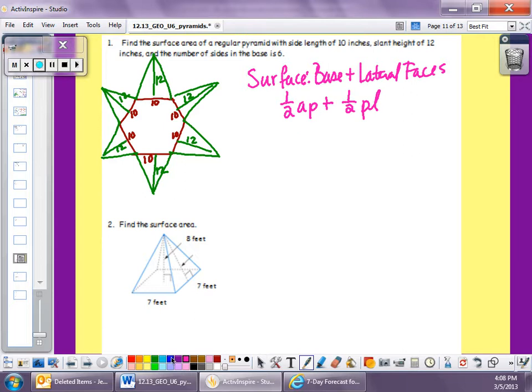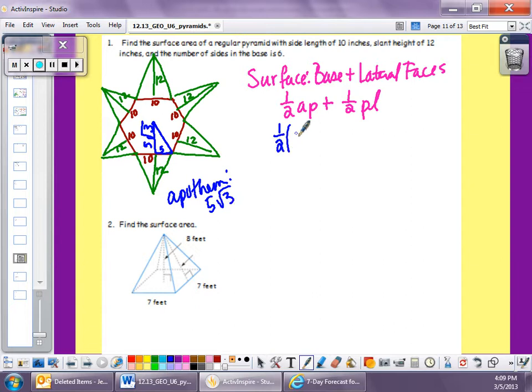So what I can do is I can come over here and draw a 30, 60, 90 triangle. Because I'm doing half of it, this would be 5, and this is 5 the square root of 3. So I now know that the apothem is 5 the square root of 3. So I can just now plug things into my equation.